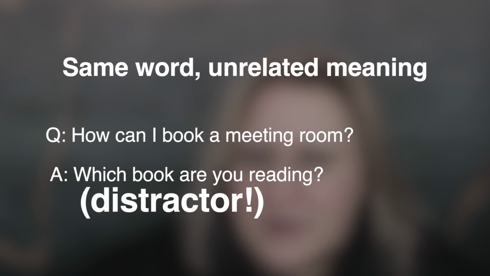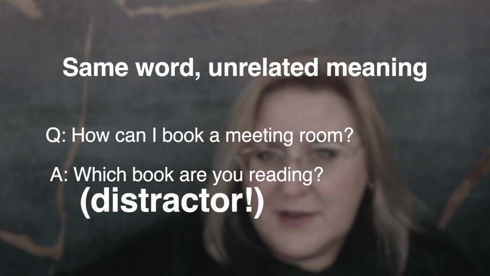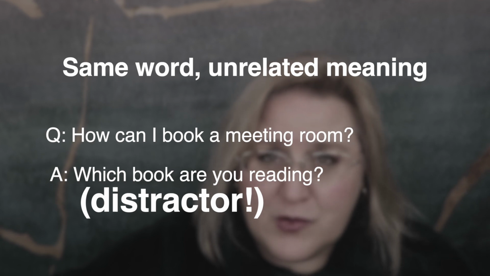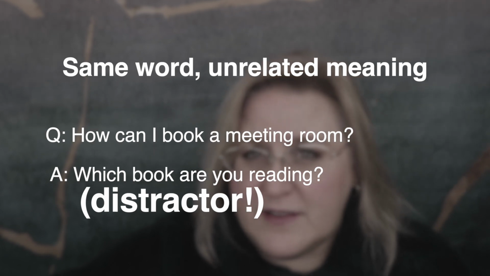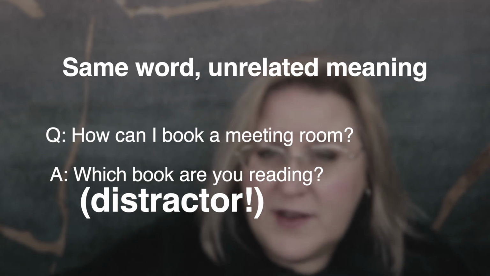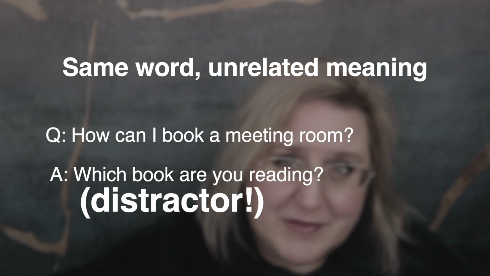Here are 3 common distractors you might hear. First is an answer choice that includes the same word with an unrelated meaning. "How can I book a meeting room?" "Which book are you reading?" The word book is used in the question and the answer choice, but the meaning of the word is different. Also, one is a noun and the other a verb.